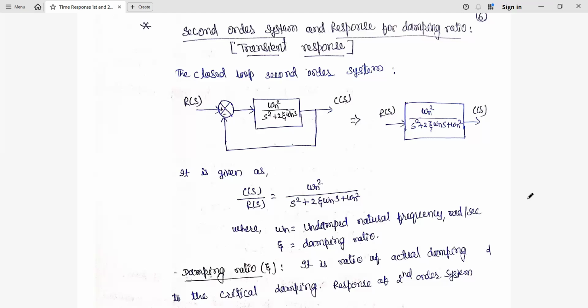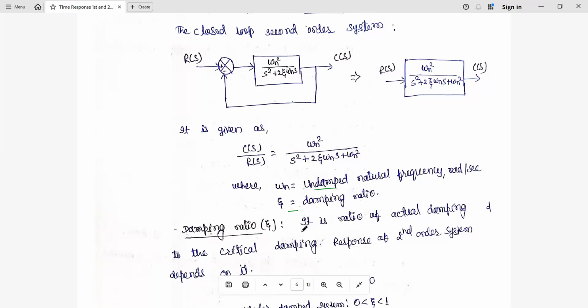Okay, so let's see. We have a second order system here, and for that we are going to consider the closed loop function: omega n square upon s square plus 2 damping ratio omega n into s. Here omega n is the undamped natural frequency, and this is going to represent the damping ratio.